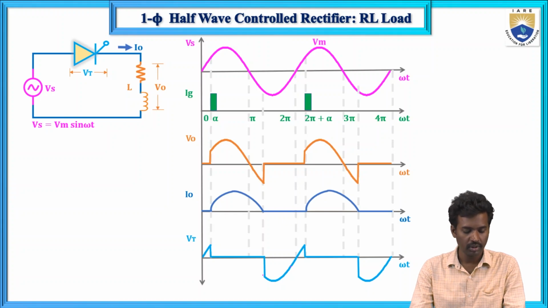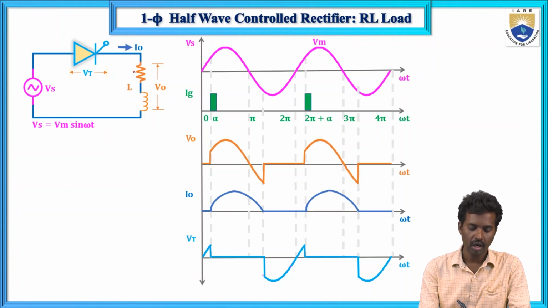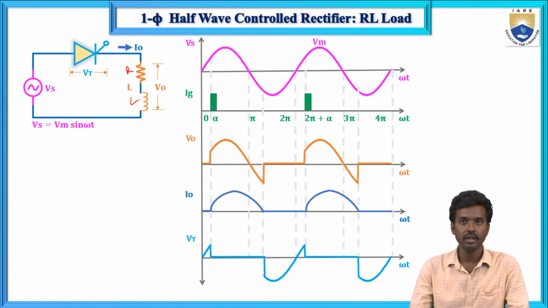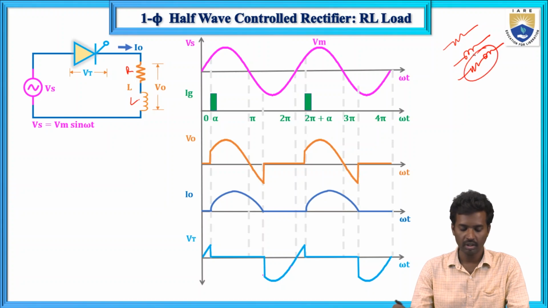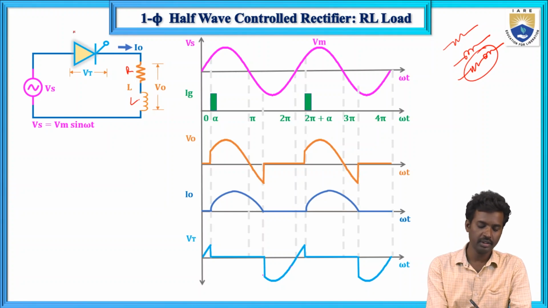So in the RL load, what will happen? First here we are giving the supply. The load is here R and L. This is R and this is the L. Resistor and inductor are connected in series. Previously we have studied the pure resistive case and the pure inductive case. Now we are studying the resistor and inductor case together. Now I am giving the supply to this SCR, thyristor T1.